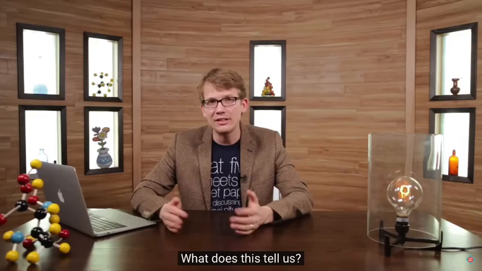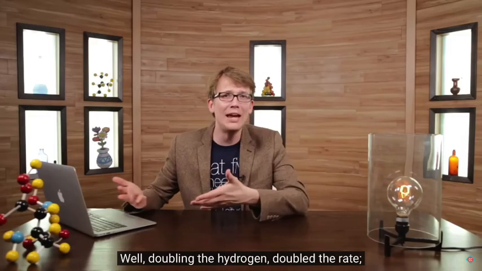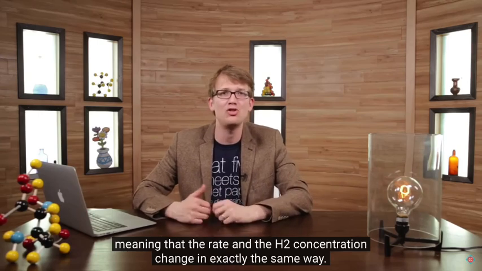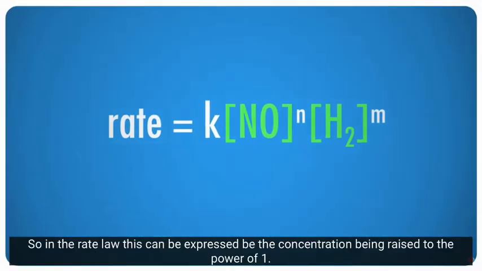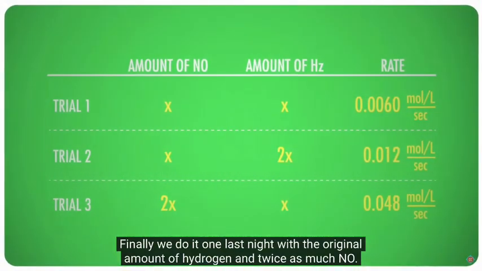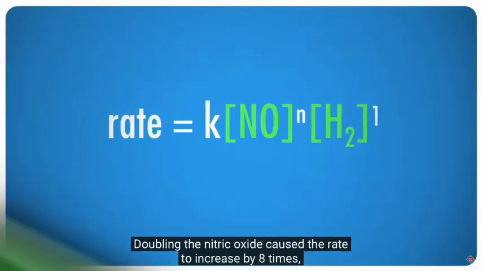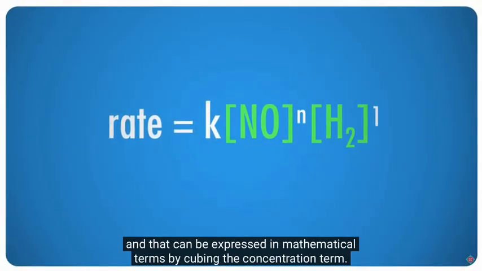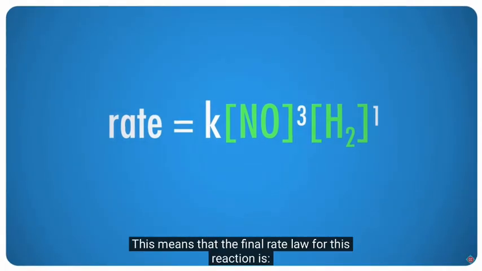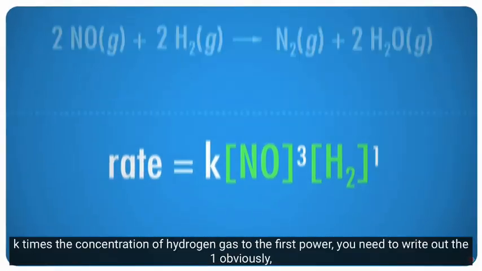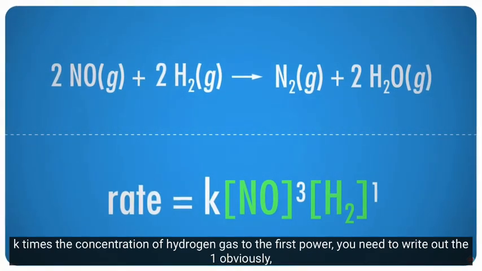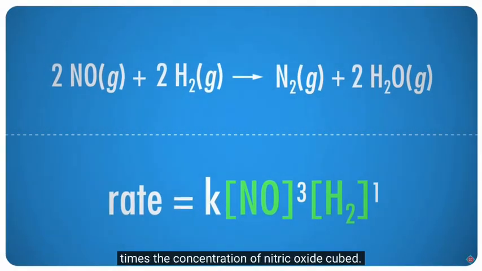What does this tell us? Well, doubling the hydrogen doubled the rate, meaning that the rate and the H2 concentration change in exactly the same way. So in the rate law, this can be expressed by the concentration being raised to the power of 1. Finally, we do it one last time with the original amount of hydrogen, but twice as much NO. And this time we find that we get a rate of 0.048 moles per liter per second. Doubling the nitric oxide caused the rate to increase by 8 times, and that can be expressed in mathematical terms by cubing the concentration term. This means that the final rate law for this reaction is K times the concentration of hydrogen gas to the first power, you don't need to write out the 1 obviously, times the concentration of nitric oxide cubed.